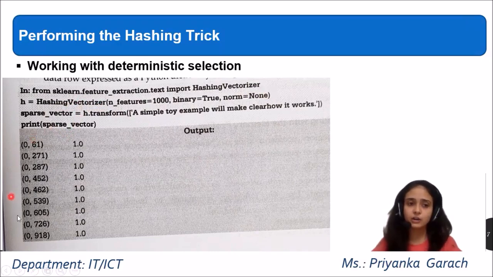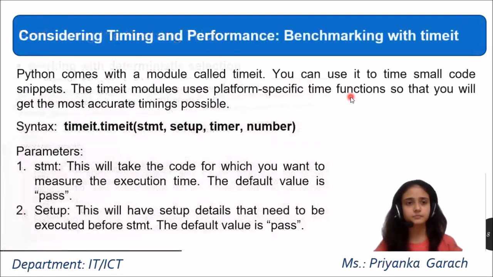What is in the output? The output shows where my 1 is present and its position. You can see that your document is very large, and the last coordinate where your 1 is present is 918. This HashingVectorizer is comparatively faster than the previous function. So working with deterministic selection is part of the hashing trick.